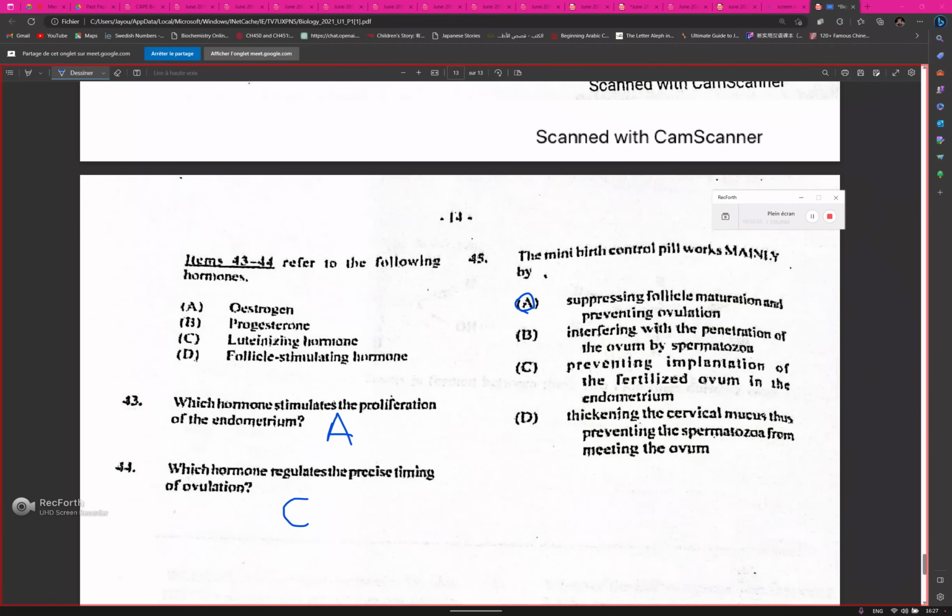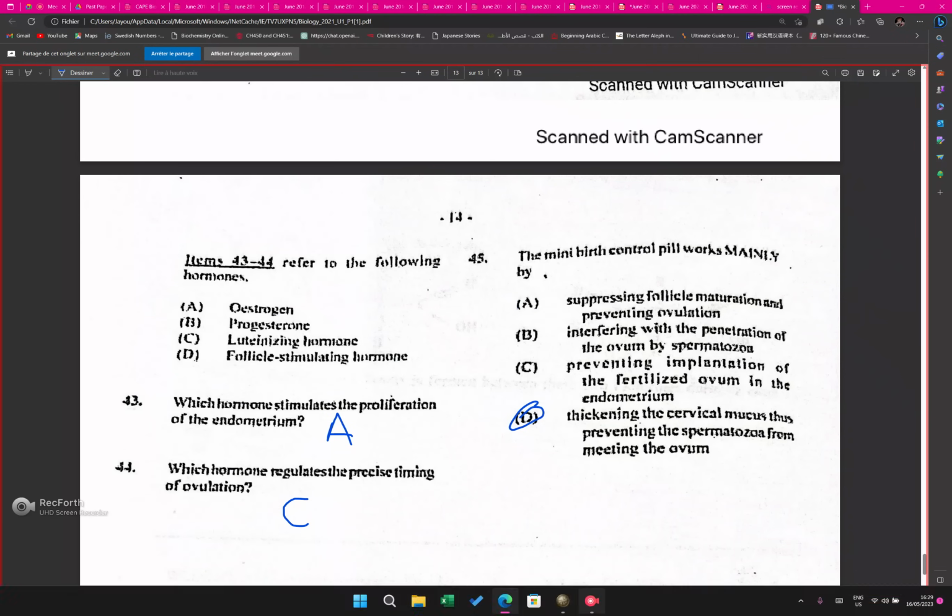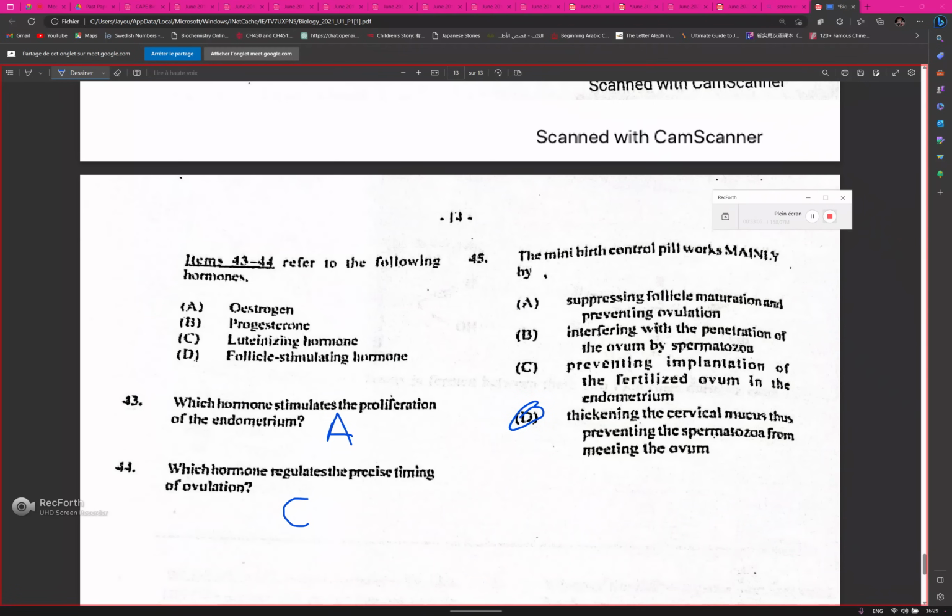Alright, so we're saying that the mini birth control pill, so there's a difference between mini and combined. Yes, sir. Okay. So we need to work out the answer for this. The mini pill thickens cervical mucus and thins the lining of the uterus. And I think it only contains progestin. I don't know. Progesterone. Alright, yeah. So D is the best answer. Okay. So that is for that paper.